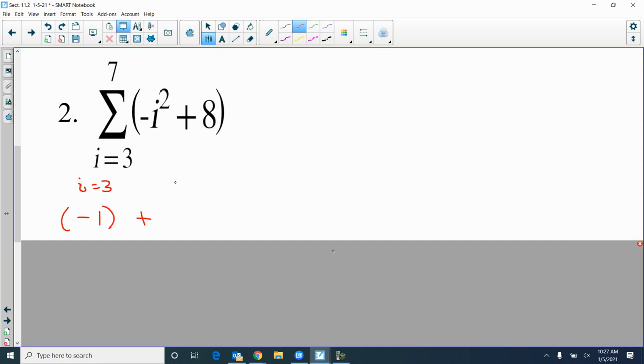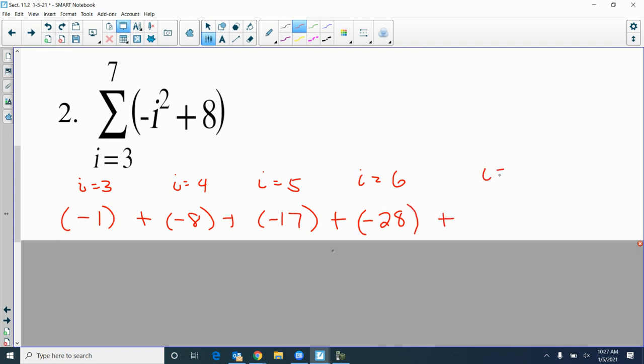Okay, plus I equals 4. And that's going to give me negative 16 plus 8, negative 8. I equals 5, which gives me negative 25 plus 8, which is negative 17. I equals 6, which gives me, what is that, negative 28? And I equals 7, which gives me negative, what is that, 41?